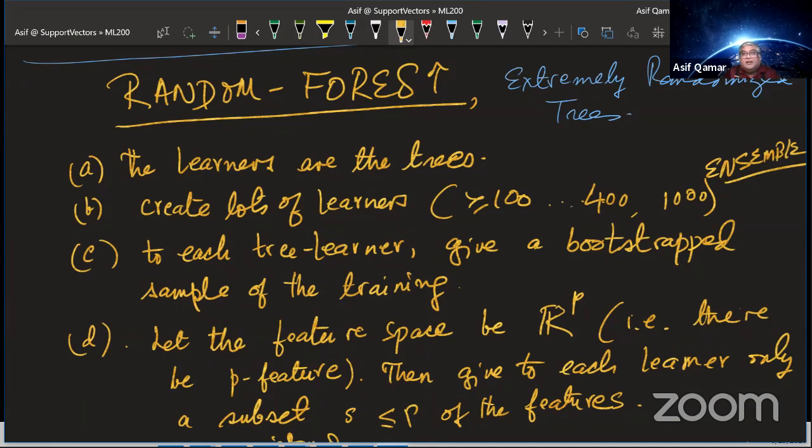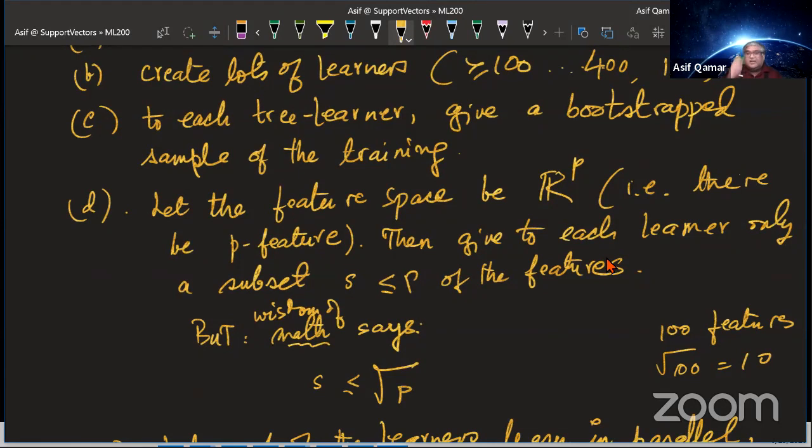Once you have the ensemble, now what happens? To each tree, you need to give it data to learn. Give it a bootstrap sample. Don't give the entire training data to the tree. Once you have done that, even from that sample, you don't give all the features. You take a random projection of the features. So the word random comes from that, a random subspace of the data. Subspace or projection.